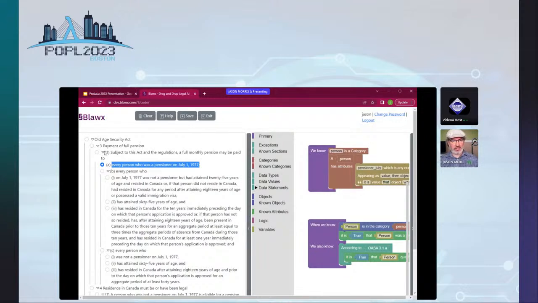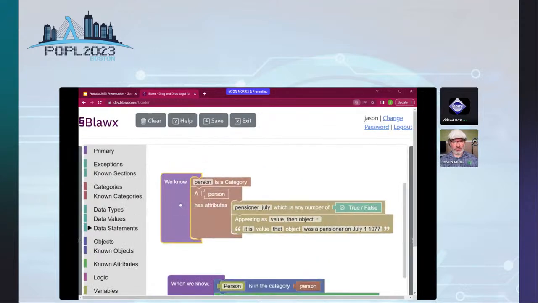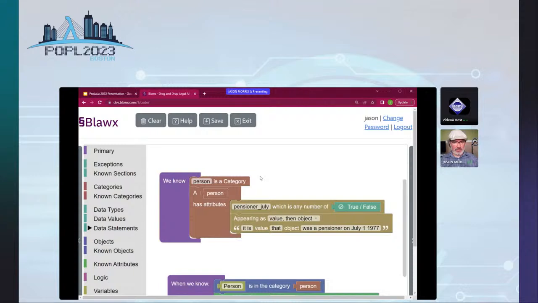So today we're just going to take a look at section 3.1a, which is: subject to this Act and the regulations, a full monthly pension may be paid to every person who was a pensioner on July 1st, 1977. And so I said there are 2 parts. You can see the 2 parts are represented in these 2 blocks. The first one sets out the vocabulary for this section.